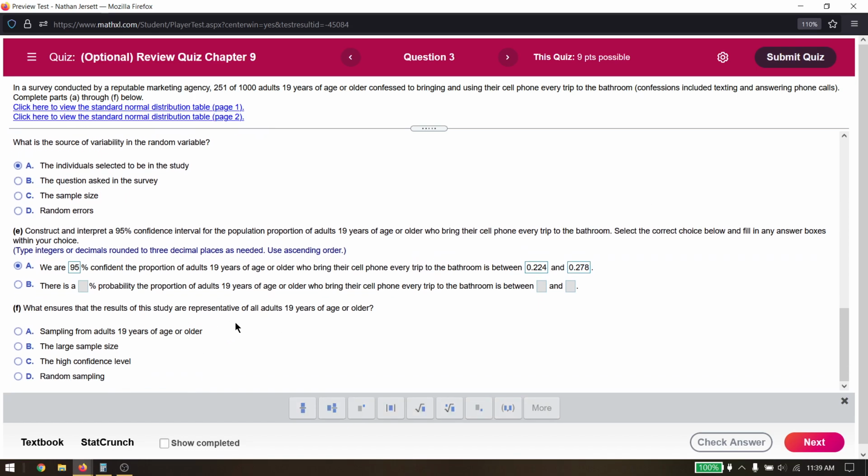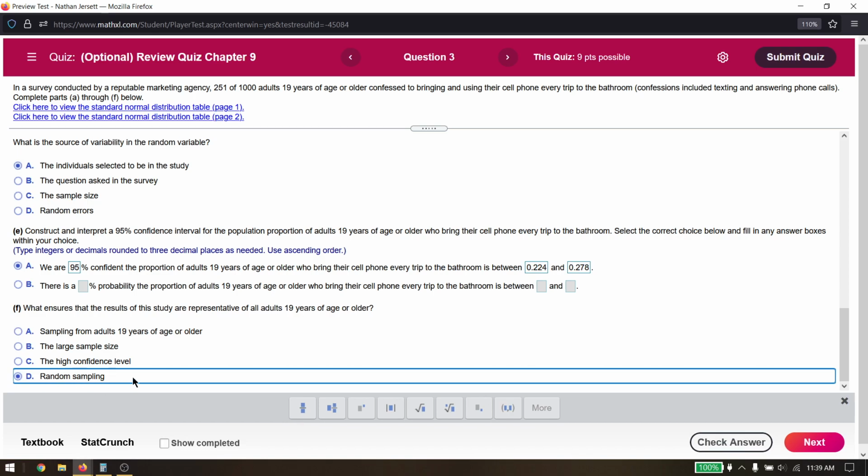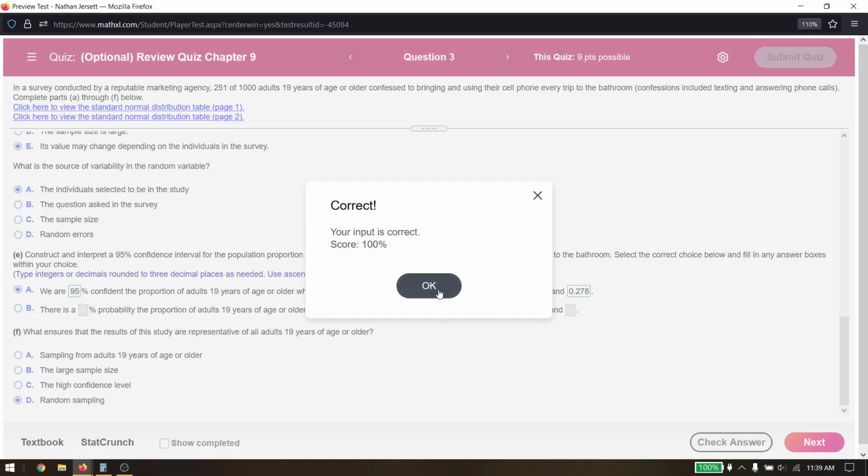Okay, what ensures that the results of the study are representative of all adults 19 years of age or older? That would be because of random sampling. It has to be through that, else it would be pointless to specify 19 years of age or older. Large sample size doesn't guarantee it. You could get a large sample size of all the same people if you just choose wisely. High confidence level, if you had a higher one, you'd get like everyone in there, but random sampling is what you're looking for there. Let's check it, and it's all correct.